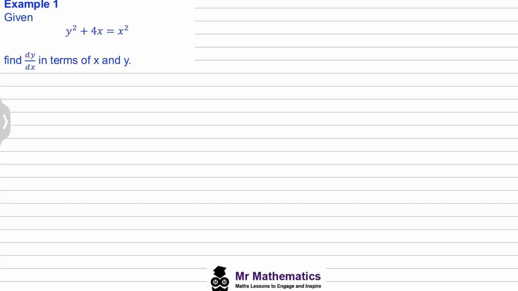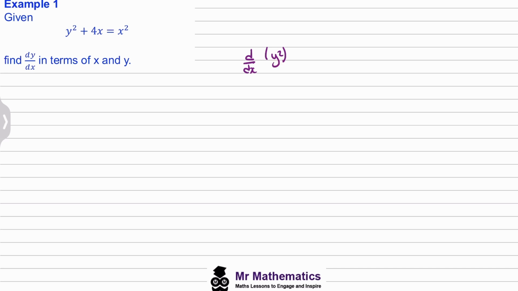Hi everybody. In this video, I'm going to show you how we can use implicit differentiation. This is where we want to find d by dx of a function that does not involve x. So for instance, d by dx of y squared. We can't differentiate this with respect to x because there are no x terms.